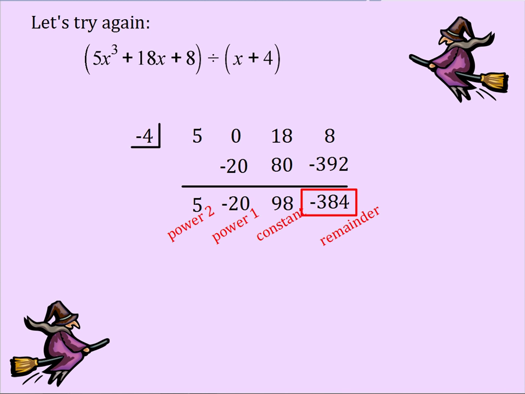Why is that important? Well, because then 5 will have an x to the power of 2. That negative 20 will have an x to the power of 1. The 98 will be my 0 power term, so that'll be my constant. And then negative 384, I'm going to put over my divisor, the x plus 4, to become my remainder.